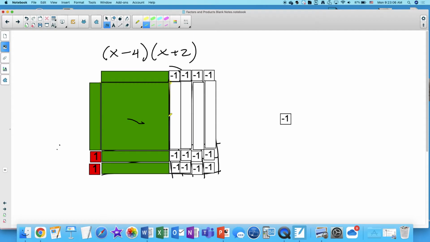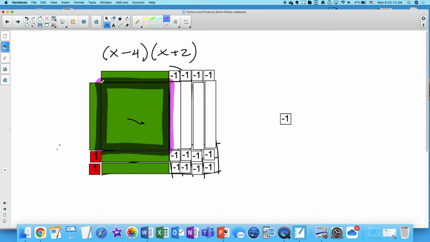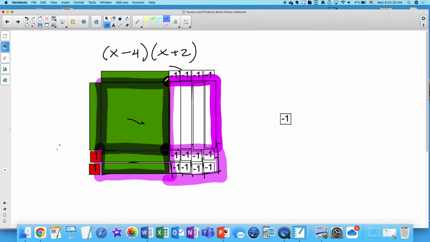Here's another section, 2, 3, and 4. Okay? And so that's why we can simplify this by just making it a 2x2 box. Okay? And then, of course, what happens when you have an x tile and a negative x tile?